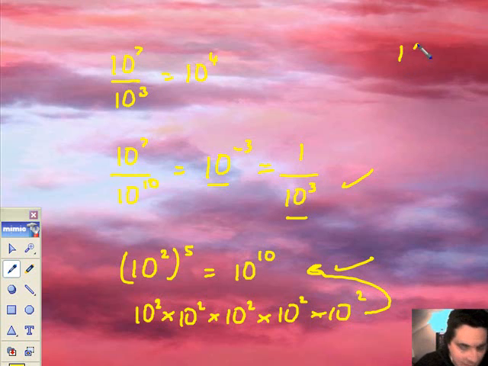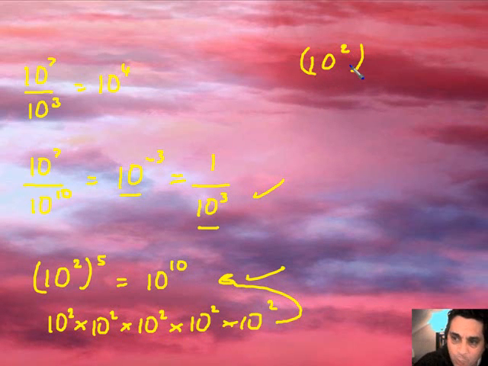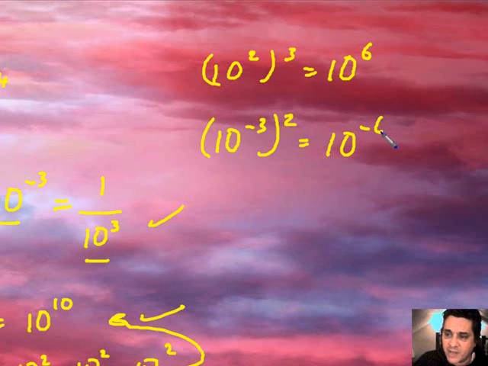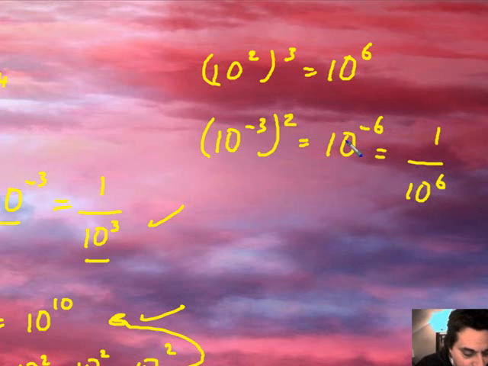Working up the page here, I've got 10 to the power of 2, all powered up to 3. Well, that's easy, isn't it? 2 3s are 6, 10 to the power of 6, well, that would be a million. Next one, 10 to the power of minus 3, all squared, power of 2 that is. Again, apply the same rule. 3 2s are 6, it's 10 to the power of minus 6. If you're told to write it as a positive power, it would be 1 over 10 to the power of 6. So that's the same as that. That's a millionth, and that's the way of writing it in index form.